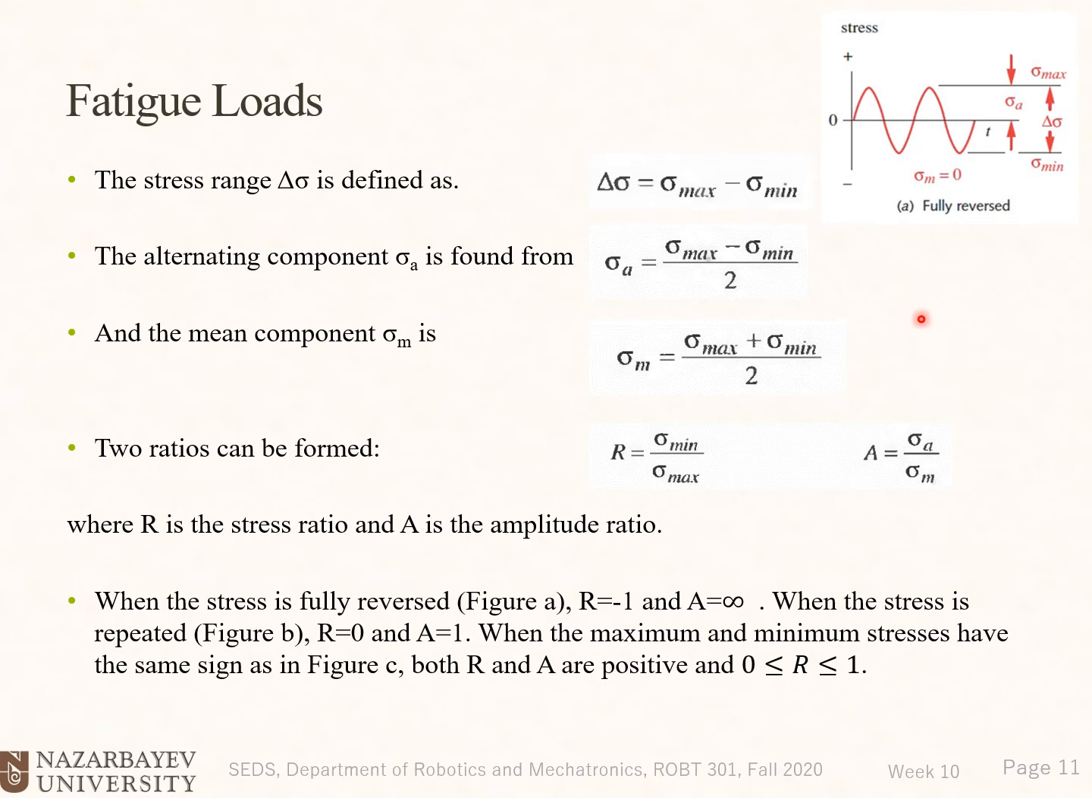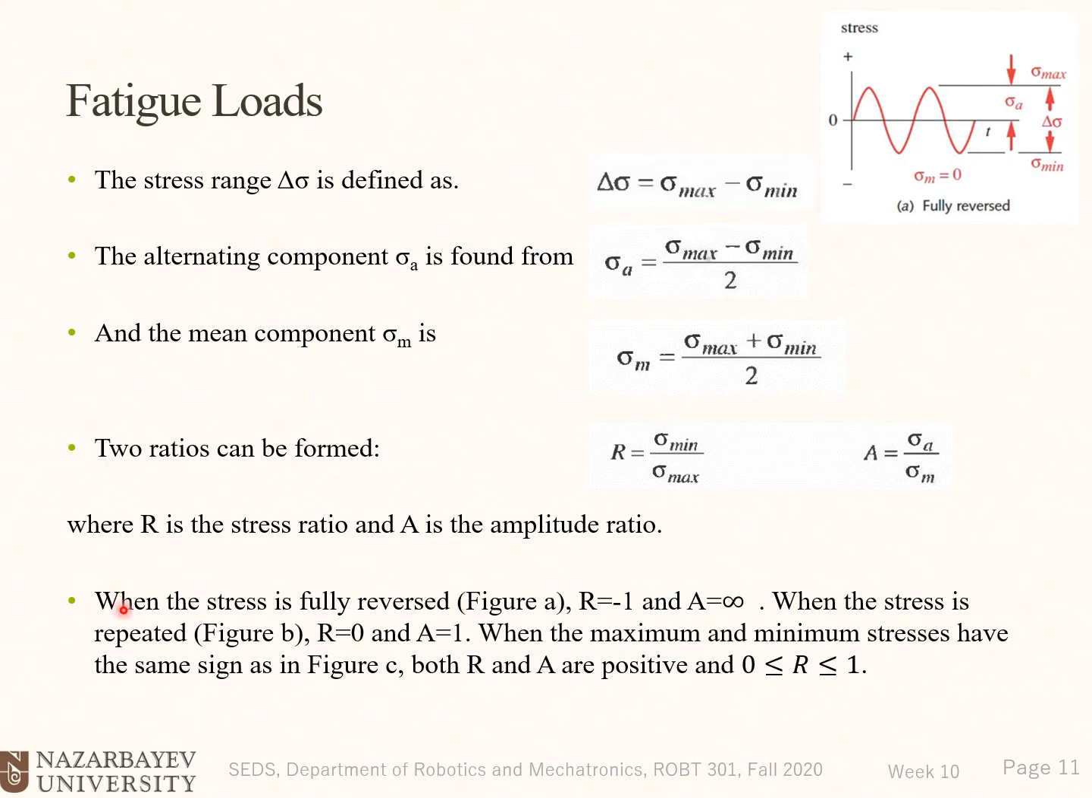study the previous slide. The alternating component, or sigma A, is found from sigma A equals sigma max minus sigma min divided by 2, and the mean component sigma M is sigma max plus sigma min divided by 2. Two ratios can be formed: R equals sigma min divided by sigma max, and A equals sigma A divided by sigma mean, where R is the stress ratio and A is the amplitude ratio.